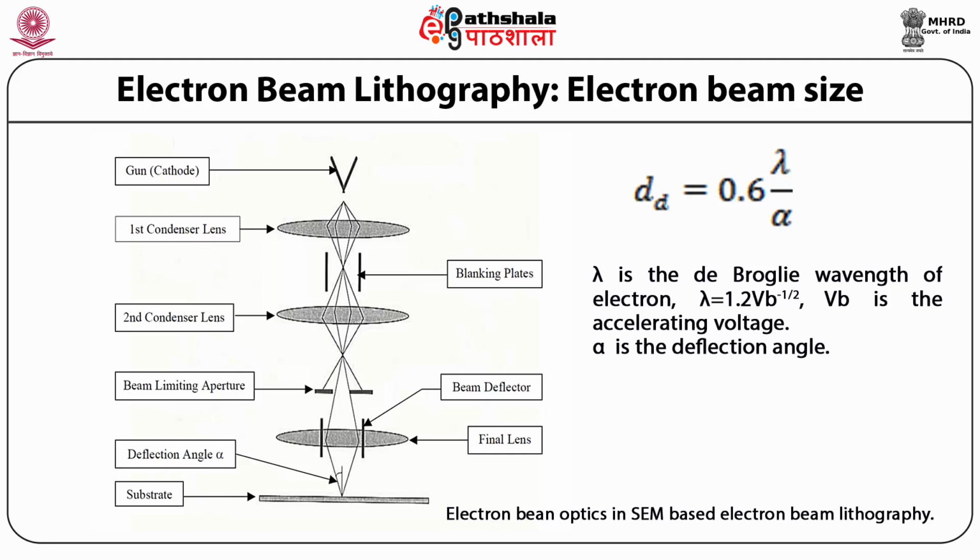The angular spread delta alpha in the deflection angle alpha due to differential voltage of delta V is given by delta alpha equals delta V by 2V multiplied by alpha, and the diffraction limited electron beam size is given by d_d equals 0.6 lambda by alpha, where lambda is the de Broglie wavelength of the electron, and lambda equals 1.2 multiplied by V_b to the power minus half, where V_b is the accelerating voltage.